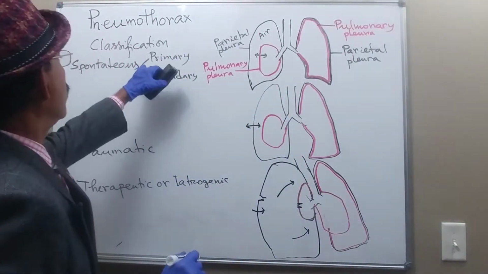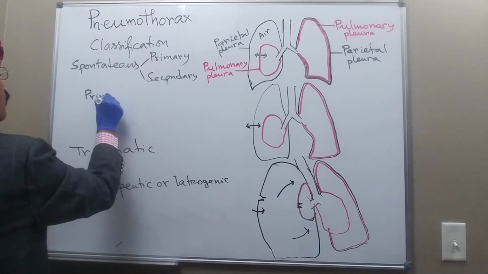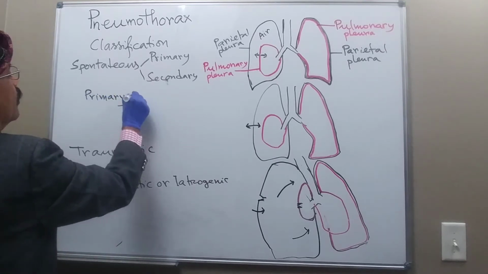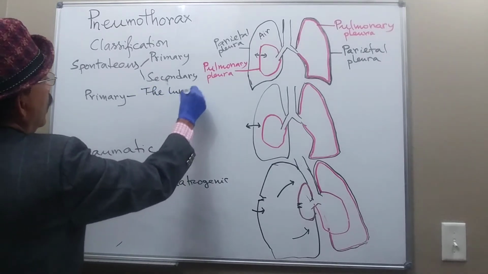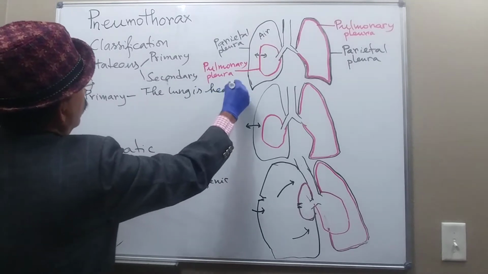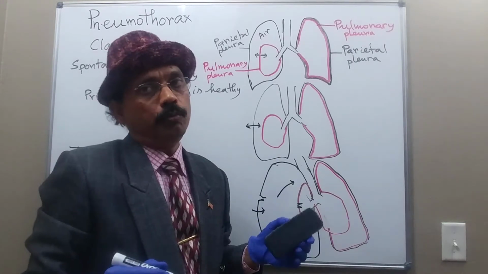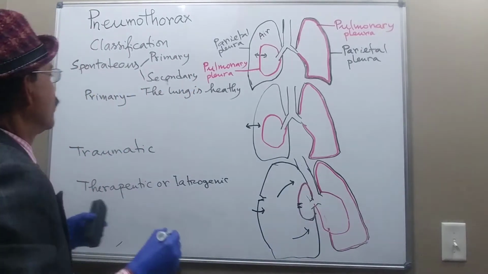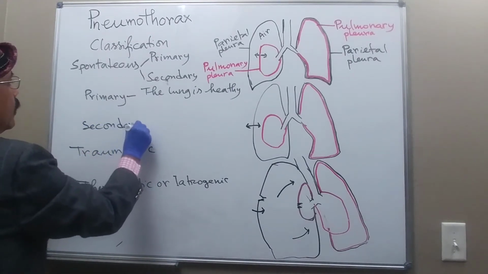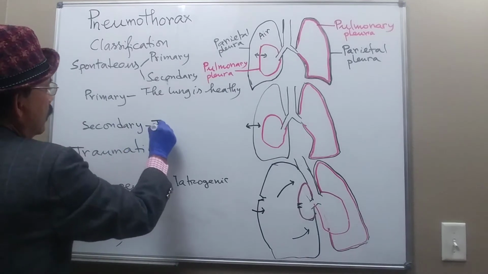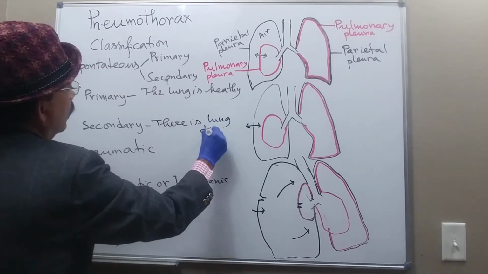So our spontaneous pneumothorax may be a primary condition. In primary spontaneous pneumothorax, the lung is healthy. The lung has no pathology. This is also called idiopathic primary spontaneous pneumothorax. Okay. In secondary, there is some lung disease. Okay. There is lung disease. That is secondary.